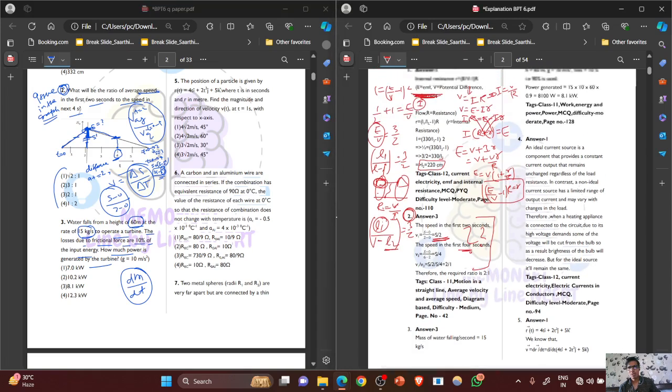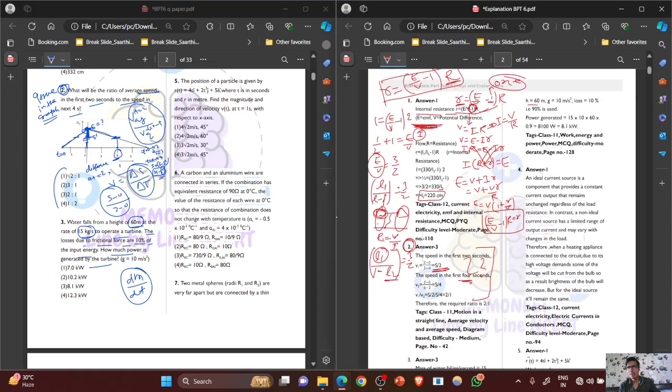Now moving to the solution. Height is given, g is given, everything is given. Now it is saying that 10% goes to waste, meaning frictional forces. It went out, meaning it was lost. So we now have only 90%, and by this 90% we can move the turbine.